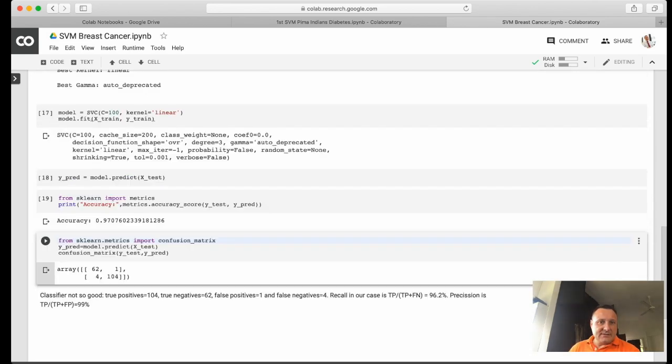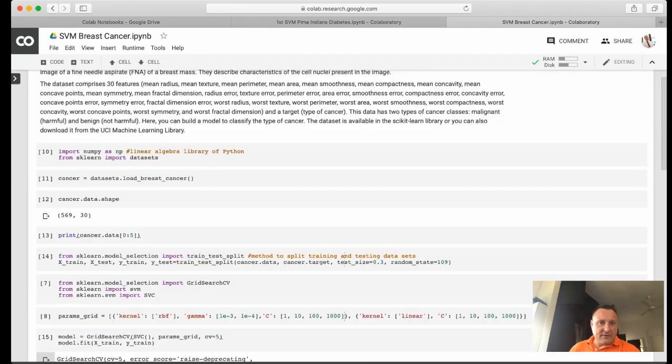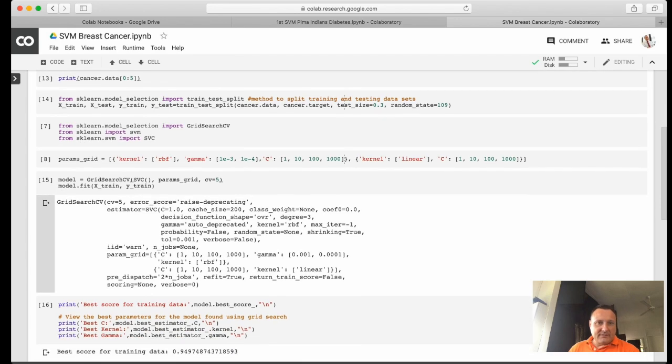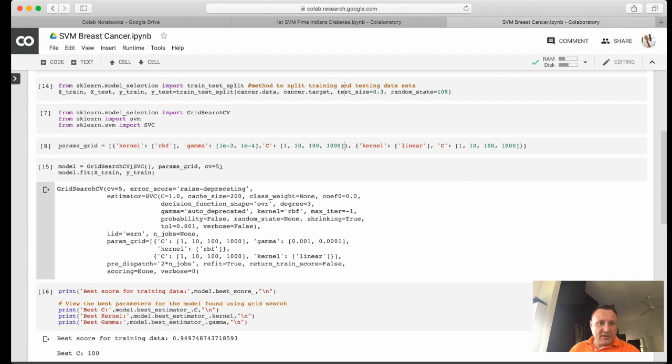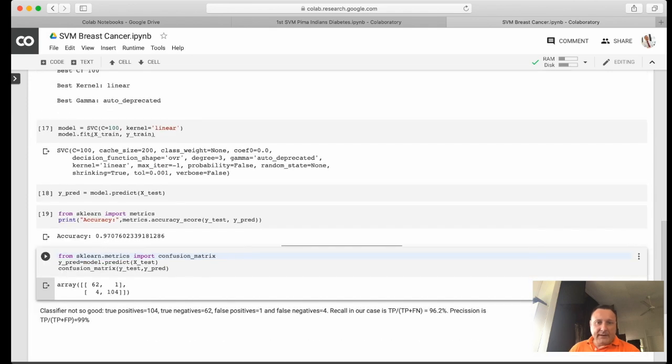Okay, that's it. So this went very fast. We imported the dataset from scikit-learn. Then we did some grid search to make sure we have the best parameters. And once the grid search is done, we just fit the model, and that's basically it.